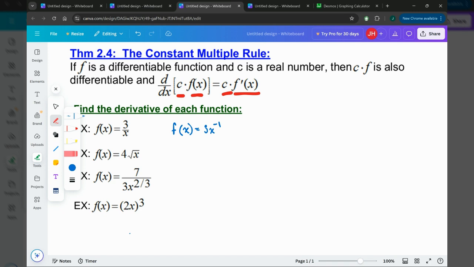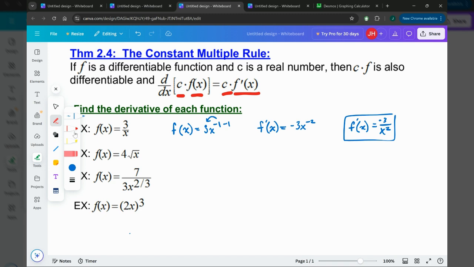Well, what would the derivative be? First of all, make sure you keep track of your notations. This would be f prime of x on the left. You would bring the negative 1 out front, so I'd have negative 3. And then you would subtract 1 from the exponent. It would become negative 2. And then I tell them to rewrite my derivative and simplify it. This would be negative 3 over x squared. There is my derivative for this function, where it's 3 times the function.